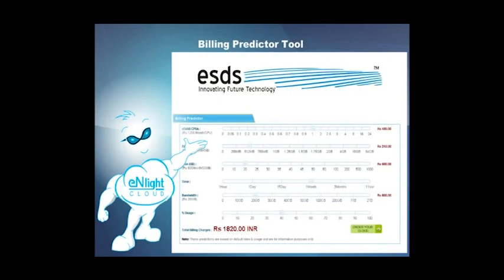Billing Predictor Tool. With dynamic scales provided for CPU, RAM, disk space and bandwidth, along with billing cycles like hourly, daily, weekly and monthly, you can just select the intended server configuration in the Predictor Tool and check hourly, weekly and monthly bill forecasts.